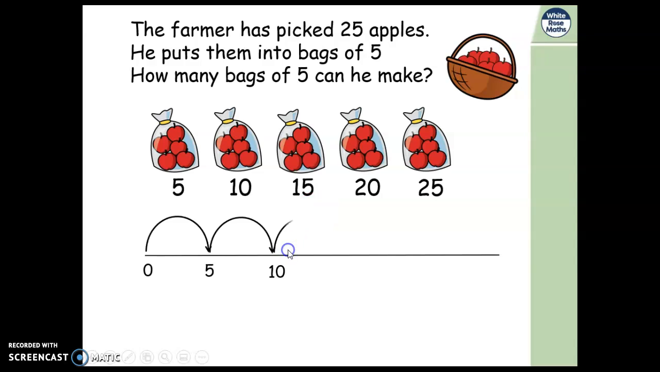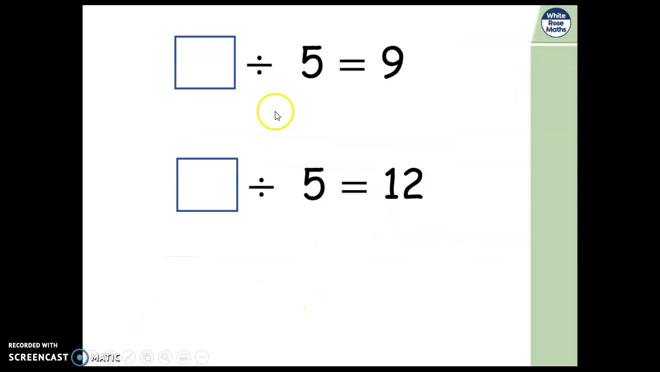And here is a number line showing how many groups. 1, 2, 3, 4, 5. Something divided by 5 equals 9, and the same but for 12.